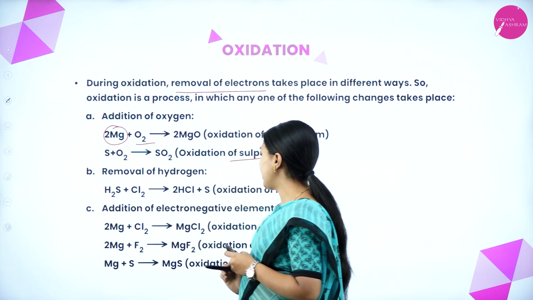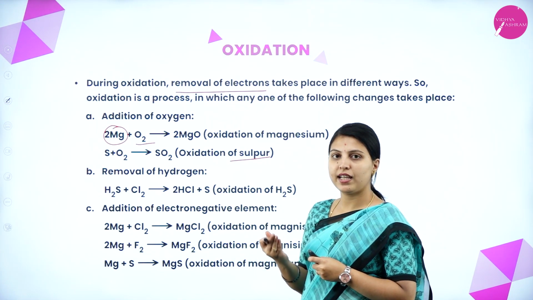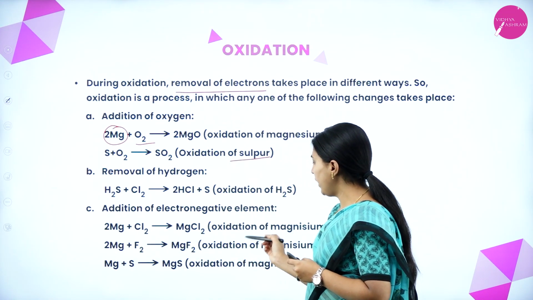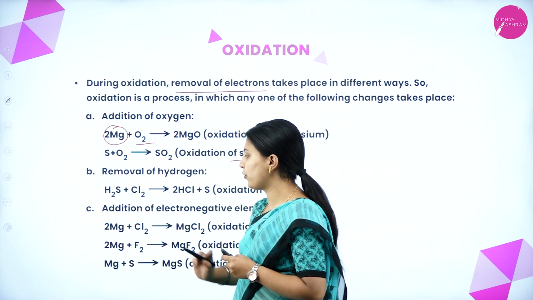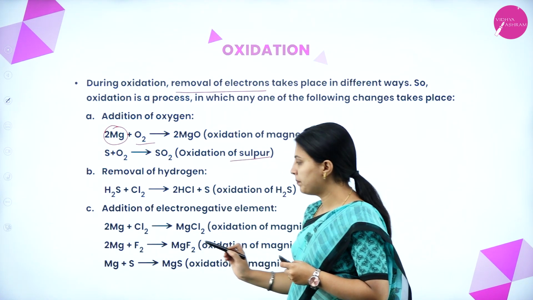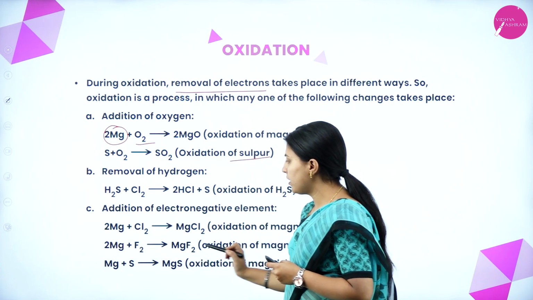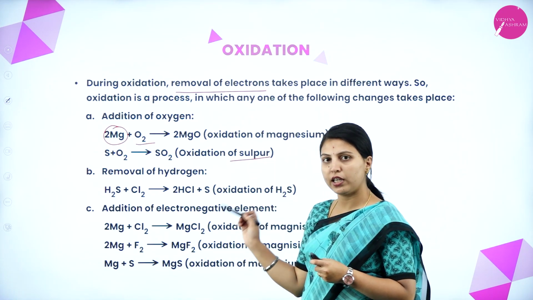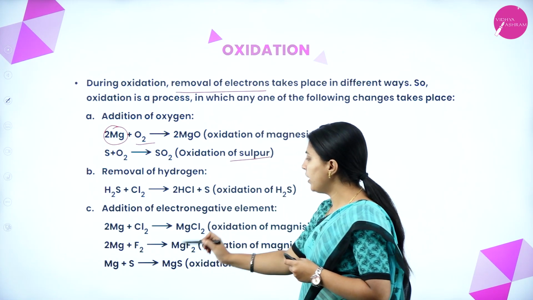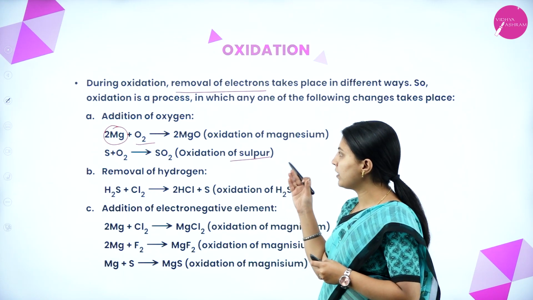Next, addition of electronegative element. Electronegative elements, the most electronegative ones, are in group 17, that is the halogen group. Here magnesium chloride means oxidation of magnesium is going to happen. Here magnesium plus fluorine, magnesium fluoride will form. Here also magnesium is going to be oxidized. Magnesium plus sulfur, this is also an electronegative element because it is a p block element. So magnesium sulfide, here also again magnesium is going to be oxidized. Okay, these are the three ways.